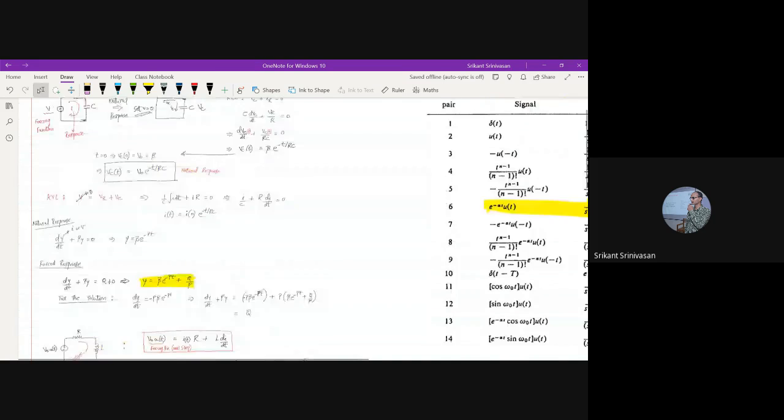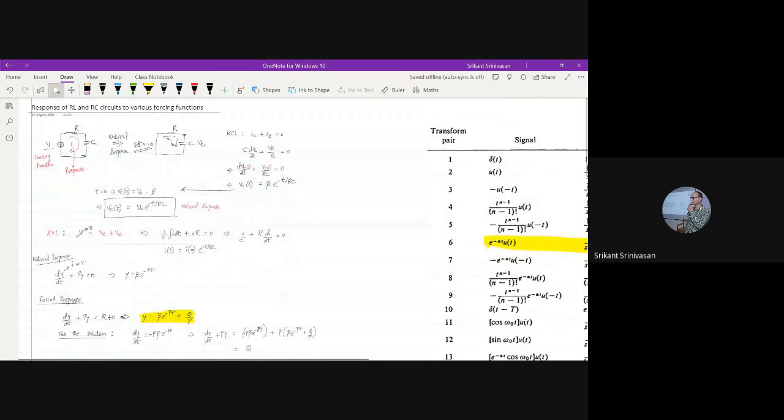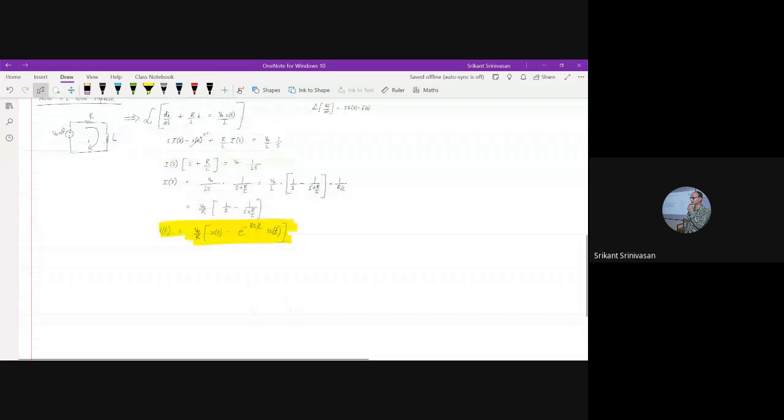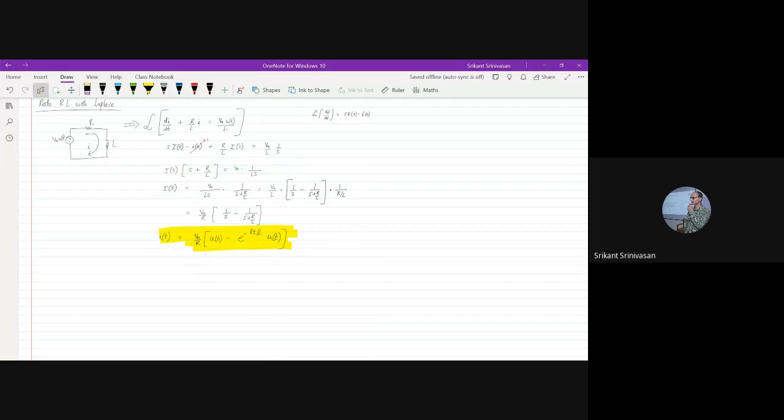So what was the topic of our class today? Response of RL and RC circuits to various forcing functions. According to our syllabus, there are a few standard forcing functions and we can look at those. As I told you earlier, I'm applying a forcing function to a set of elements R and L and I'm getting the response.